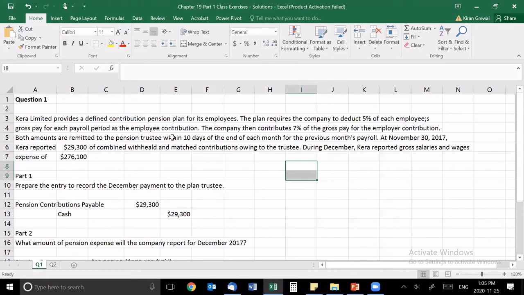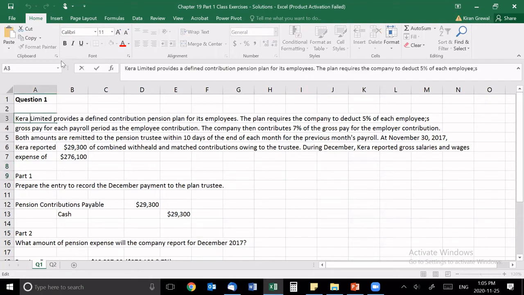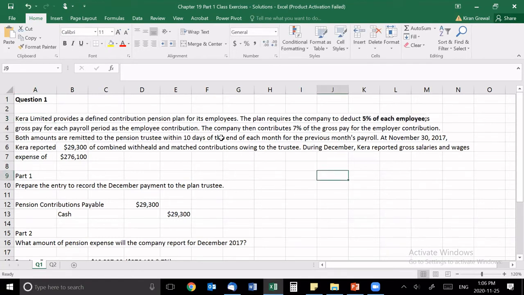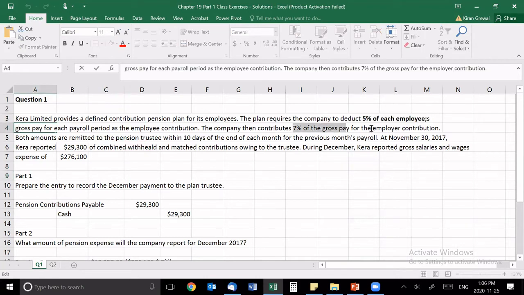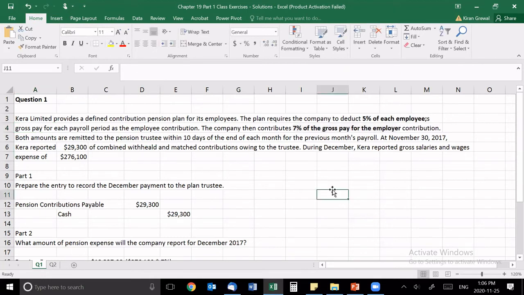Okay, so Kiran Limited provides a defined contribution pension plan for its employees. The plan requires the company to deduct 5% of each of the employees' gross pay as part of the employee contribution. So the employee contribution is 5% of their salary, and the company then contributes 7% of the gross pay as the employer contribution. So it's a contributory pension plan. The employee puts 5%, the company puts 7%.